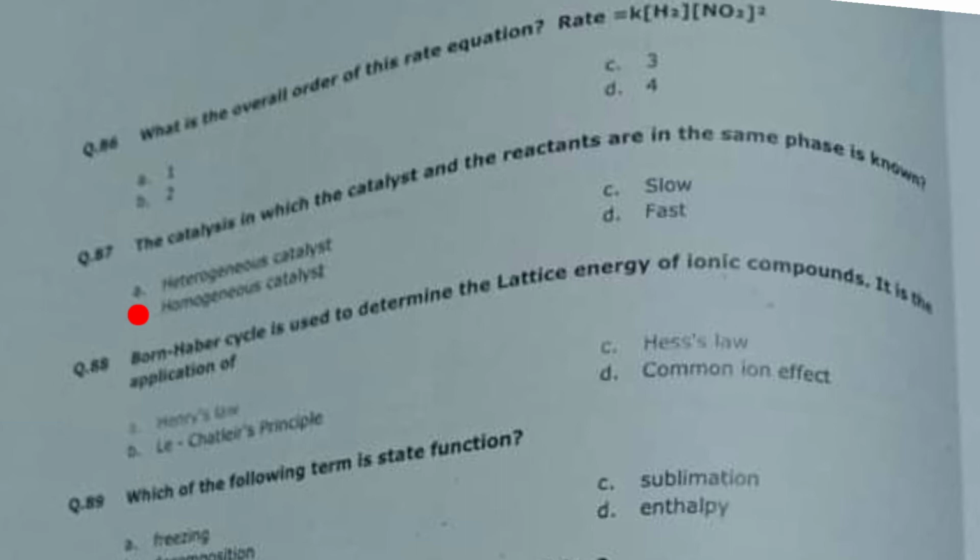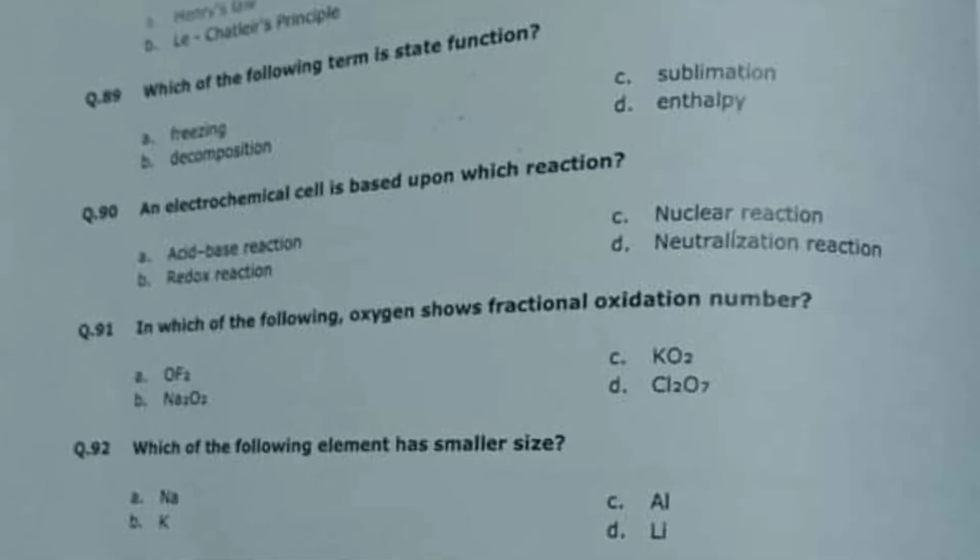88. Born-Haber cycle is used to determine the lattice energy of ionic compounds. It is the application of Hess's law. Option C. 89. Which of the following terms is a state function? Enthalpy is state function. Option D. Question 90. An electrochemical cell is based upon which reaction? Redox reaction. Option B.